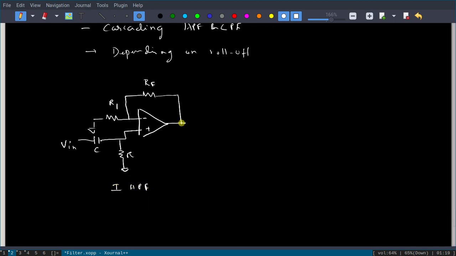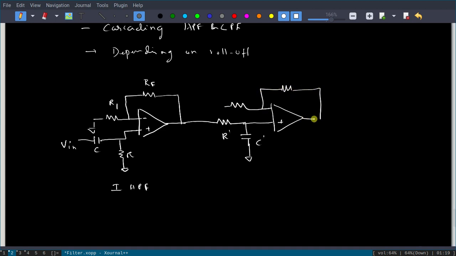Now you connect this to a low pass filter. We will call this R dash and C dash, and it is connected to an op amp, plus and minus, and we will call this R1 dash, RF dash, and Vo. So this is a first order LPF. Up to here it is high pass, after this it is LPF.